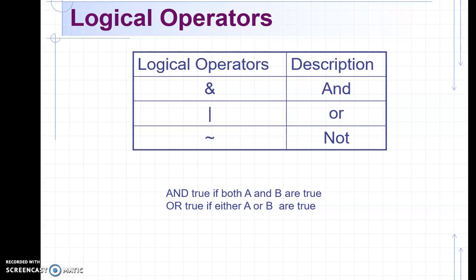Now we can have combinations of relational expressions. Those are called your logical operators, and there's 3: and, or, not. With 2 relations, the answer to A and B is true only if A and B are both true. If it's A or B, then it's true if either one of them is true. It's false only if they're both false, and not, of course, is the opposite.